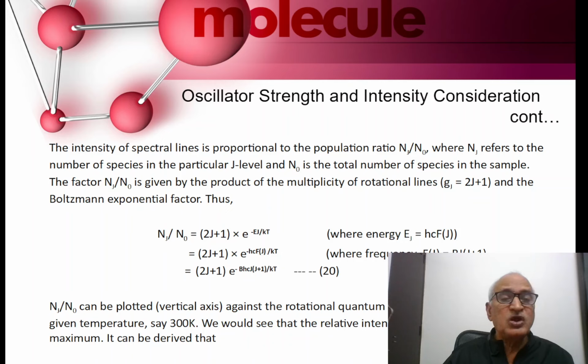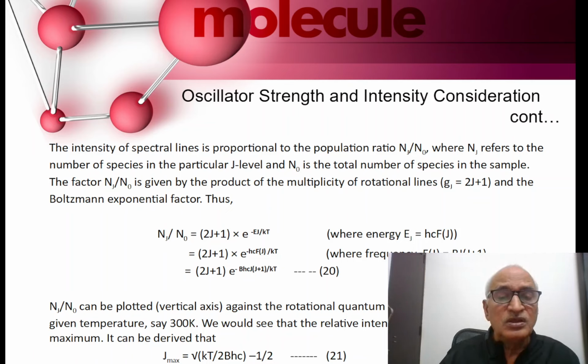Nj by N0 can be plotted as the vertical axis against the rotational quantum number J, which is the horizontal axis, at a given temperature. For example, you can choose a temperature of 300 Kelvin or something like that. We should see that relative intensity passes through a maximum. It can be derived using this expression. The maximum intensity line, J max, is given by the square root of kT upon 2BhC, minus half. This is a statistical derivation we have not detailed here, but you must remember which line will be the most intense line, at what quantum level the line will be most intense, J max. It can be calculated from this.